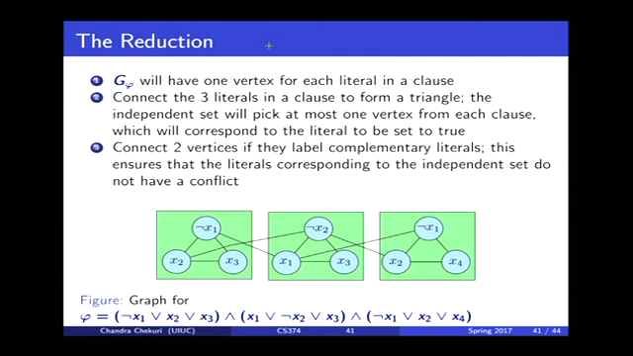Do you want to think a couple of minutes as to why you may believe that? Let me restate what I'm saying. I created a graph for you. You see that it is a simple graph construction, not very hard to understand. But the important thing is to understand that this formula is satisfiable if and only if this graph has an independent set of size at least m, where m is the number of clauses.